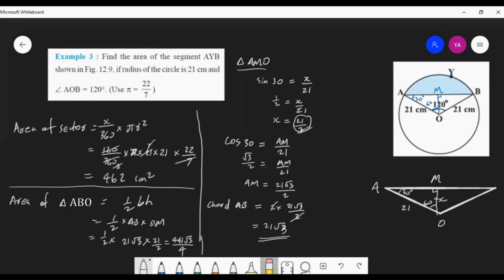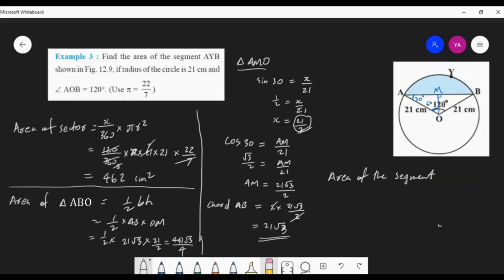So now using subtraction, we can write the area of the segment. Area of the segment is equal to area of the sector minus area of the triangle. That is equal to 462 minus 441 root 3 by 4. 21 is a common factor in 462 and 441, so 21 can be taken outside.